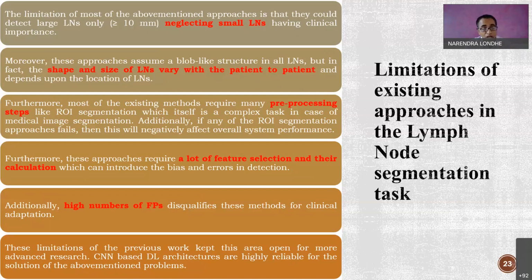Then there are calculations, and a high number of false positives are possible, as I told you about the lymph node clusters. So it is very much possible that you wrongly detect some other lymph node. And the last thing is that these limitations kept an area open in previous work for more advanced research, and that's why we went into deep learning architectures for the detection, segmentation and classification of lymph nodes.